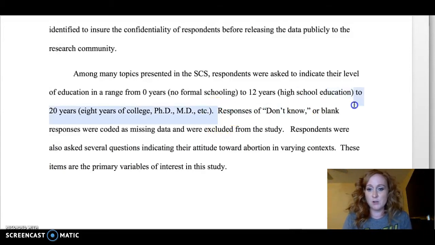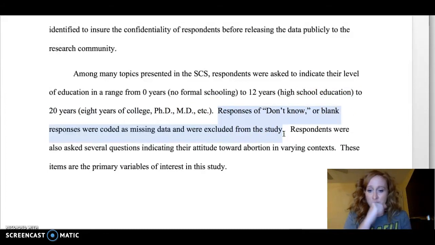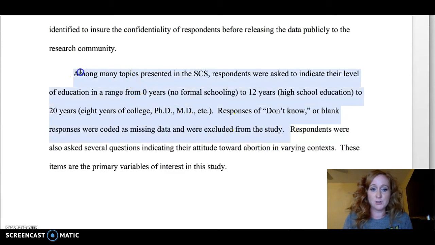Responses of don't know or blank responses were coded as missing data and excluded from the study. That's a pretty common statement to have in a methods section, so there's only so many ways to write that. So you may need to kind of mimic what that says a little bit. So that just introduced the independent variable right there. Two sentences. I'm using education, this is what's in there, and this is what was provided. Okay? Then you move into the next variable, the dependent.